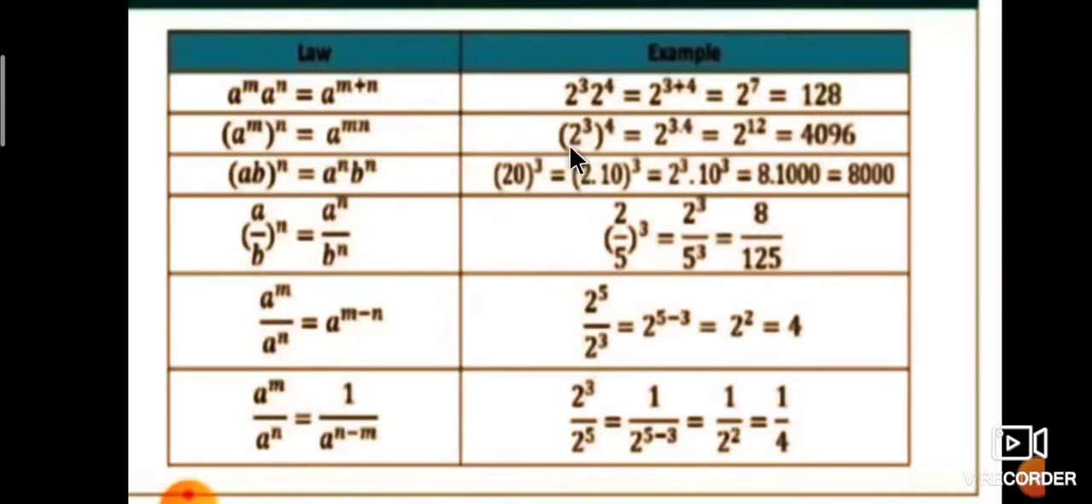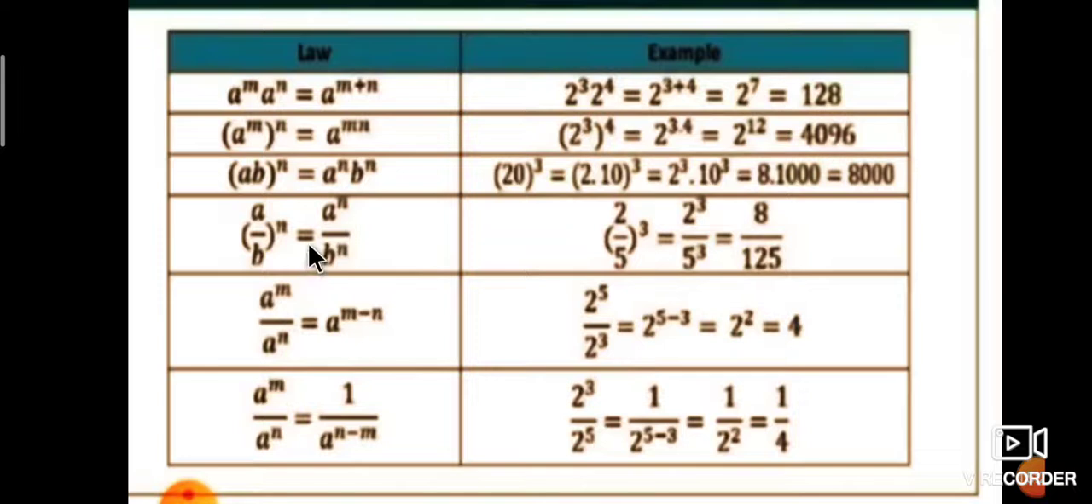According to this, example (2 to the power of 3) whole to the power of 4 is equal to 2 to the power of 3 into 4, that is equal to 2 to the power of 12, which is equal to 4096. Next one is (a into b) whole to the power of n is equal to a to the power of n into b to the power of n. For example, 20 whole cube, 20 is written as 2 into 10 whole cube, that is equal to 2 cube into 10 cube, that is equal to 8 into 1000, that is equal to 8000.